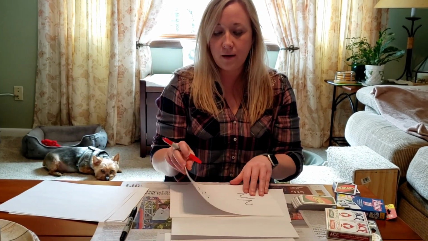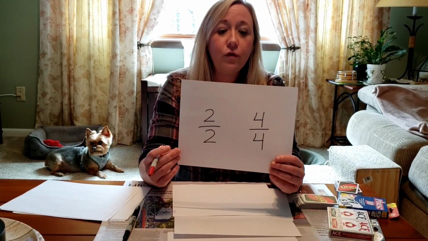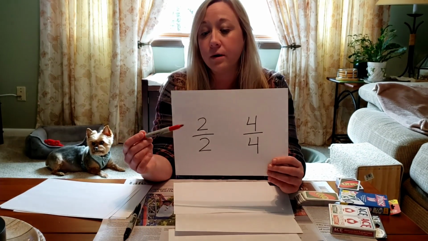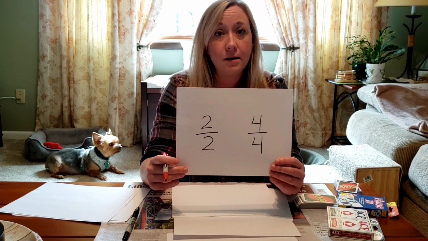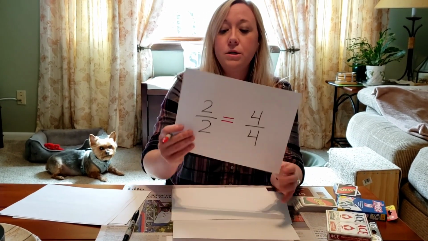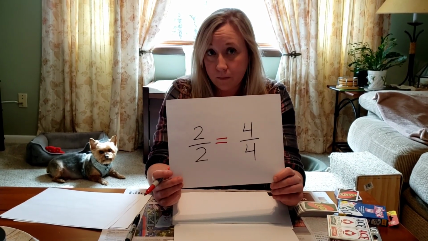We also have one that may look like this. 2/2 over 4/4. However, with this one, we should know when the numerator on the top is the same as the bottom, that means the numbers are equal, or the fractions are equal. So 2/2 equals 4/4 because they both equal 1.